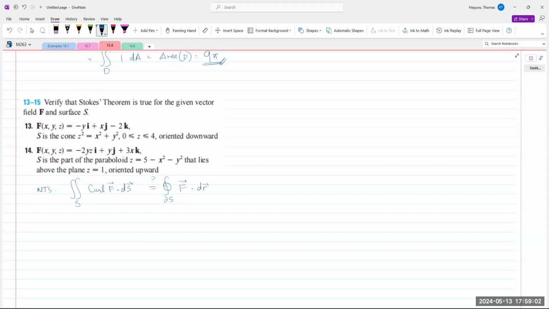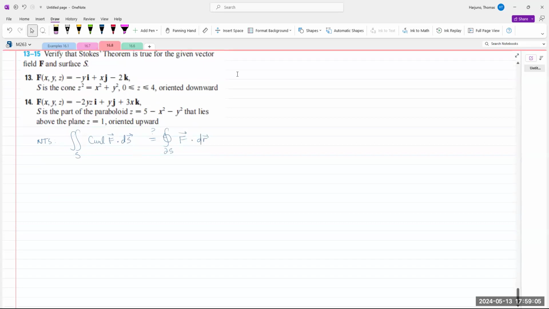Now let's see. S is the part of the paraboloid that lies above the plane z equals 1, oriented upward. So we have the paraboloid z equals 5 minus x squared minus y squared. This is the paraboloid, above z equals 1. Okay, now let's compute the left hand side first.